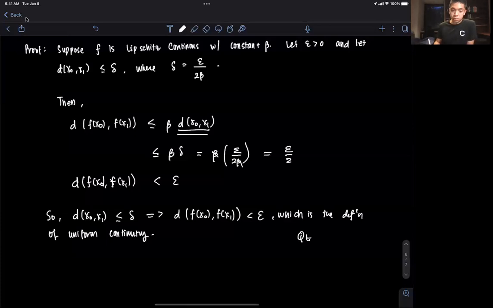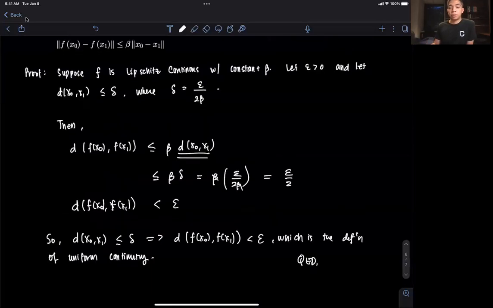So we have proved it quite simply. That ends our proof, and it implies that Lipschitz continuity implies uniform continuity.